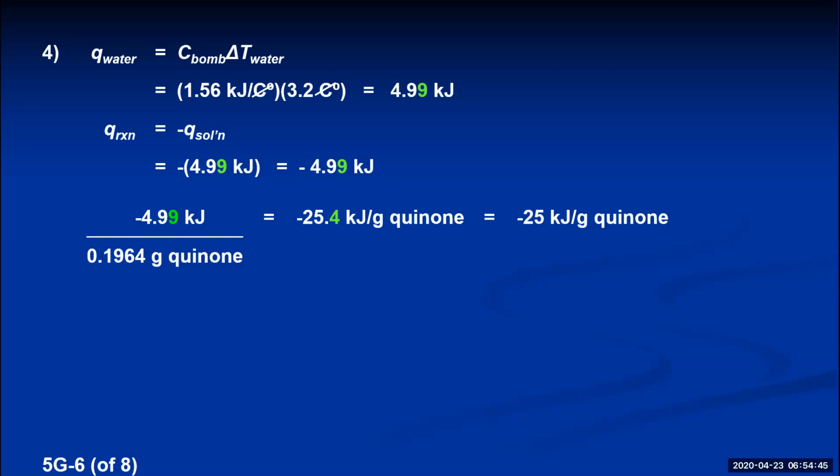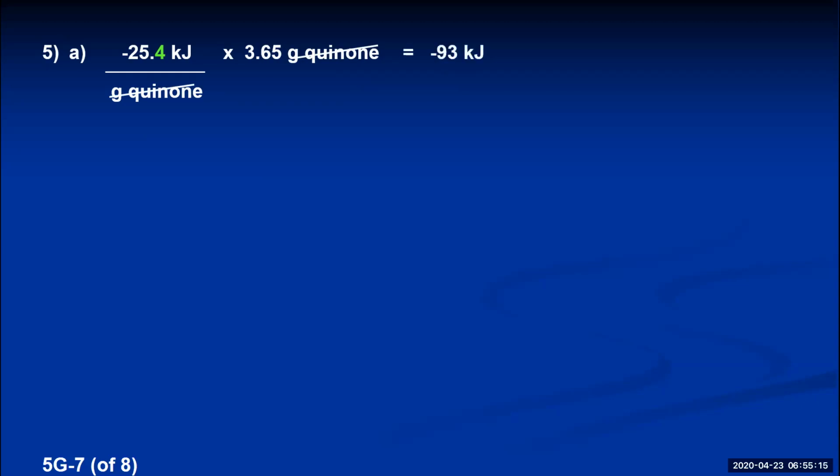gram. Problem number 5, using your answer from number 4, calculate the amount of heat released or absorbed when the given amounts of quinone are burned. So now this is really practical. If you want to know how much heat is given off in part A when 3.65 grams of quinone are burned, well, if you know it's 25.4 kilojoules per gram of quinone, you just multiply by how many grams of quinone are being burned, and so you can exactly predict how much heat could be released when you burn a specific sample of this chemical. It comes out negative 93 kilojoules.